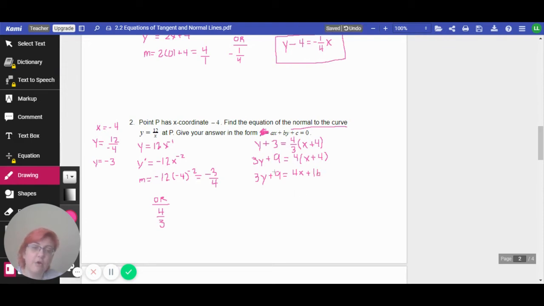Now I'm going to move both of these over to the right-hand side of the equation by subtracting them. So that's going to leave me with 0 equals 4x minus 3y, and then 16 minus 9 is plus 7. And there is the equation of the normal to the curve y equals 12 over x when x equals -4.